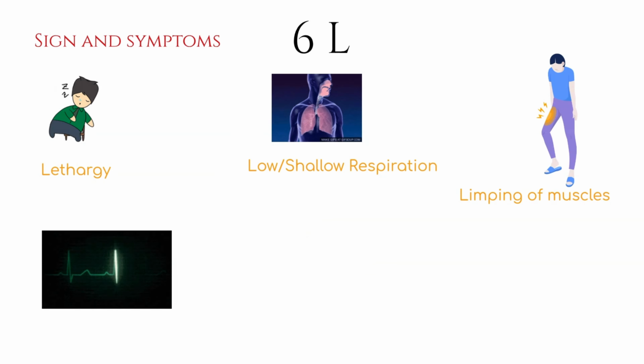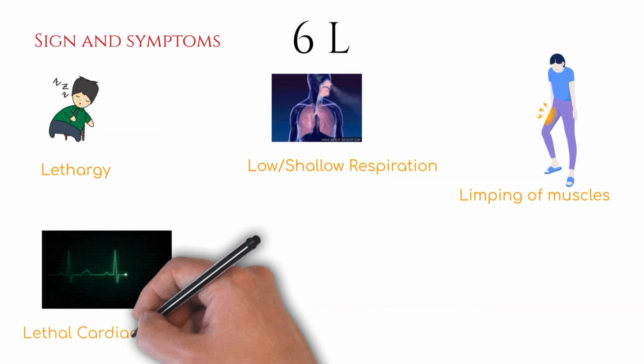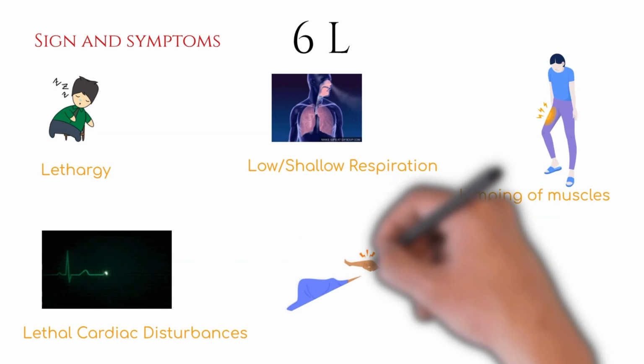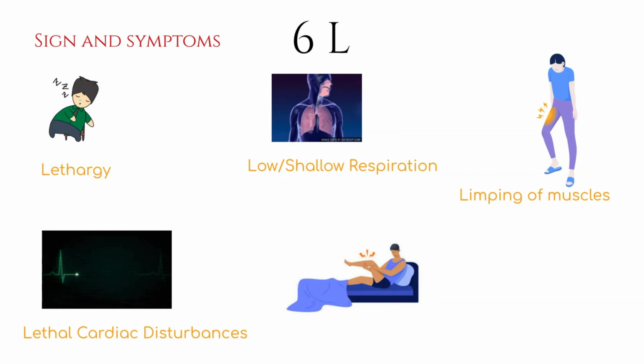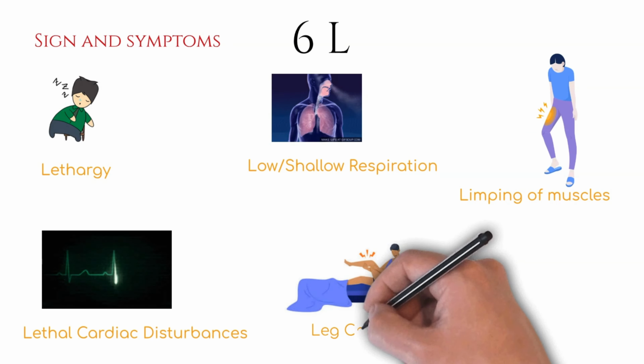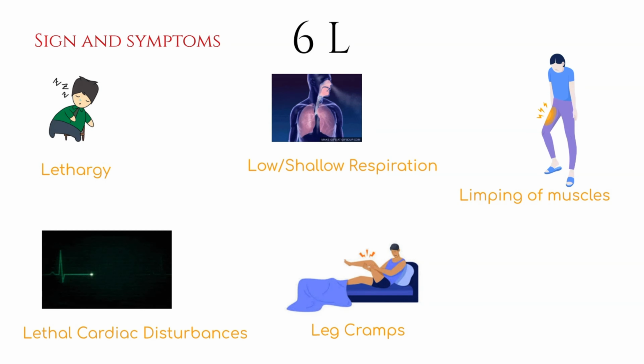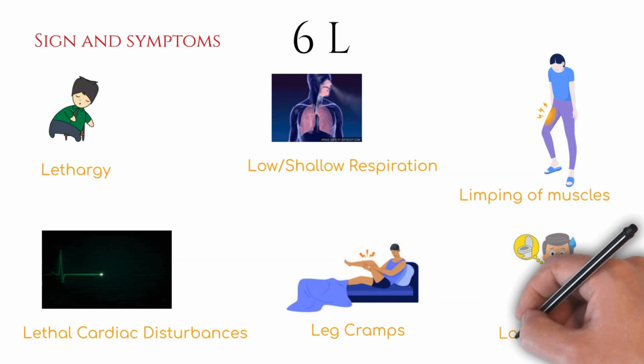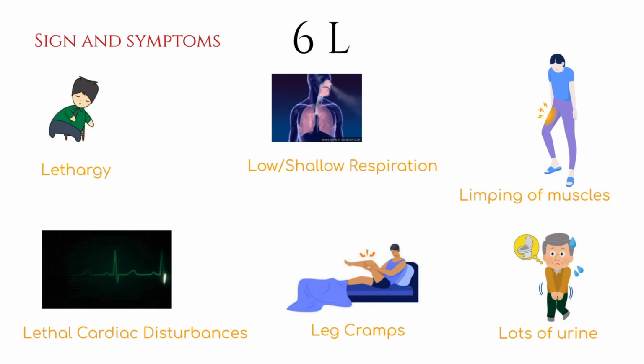There will be lethal cardiac disturbances because of hypokalemia. As the potassium ion decreases, the cardiac contractility decreases, and hence cardiac monitoring is very important in cases of hypokalemia. There will be leg cramps. So leg cramp is also a very common feature of hypokalemia, and also there will be lots of urine passage, also known as polyuria, because the patient might be having treatment of diuretic or laxative, which will cause flushing of the potassium into the urine, so there will be polyuria.